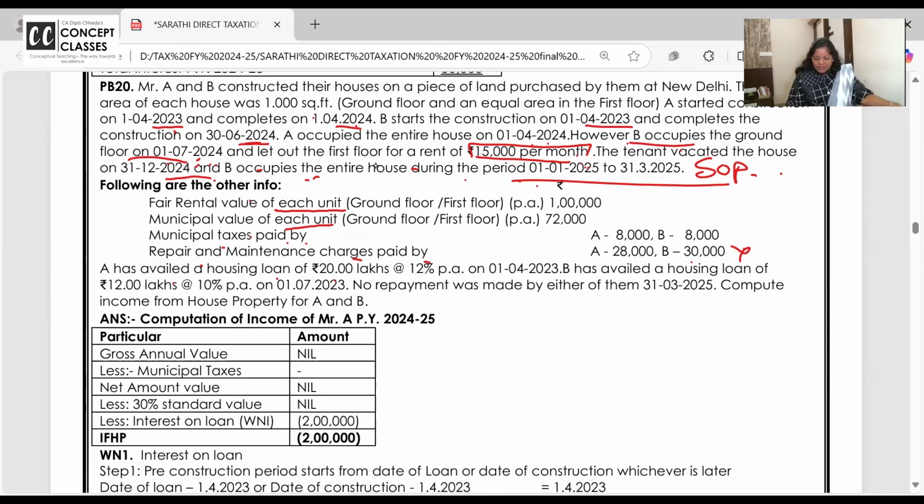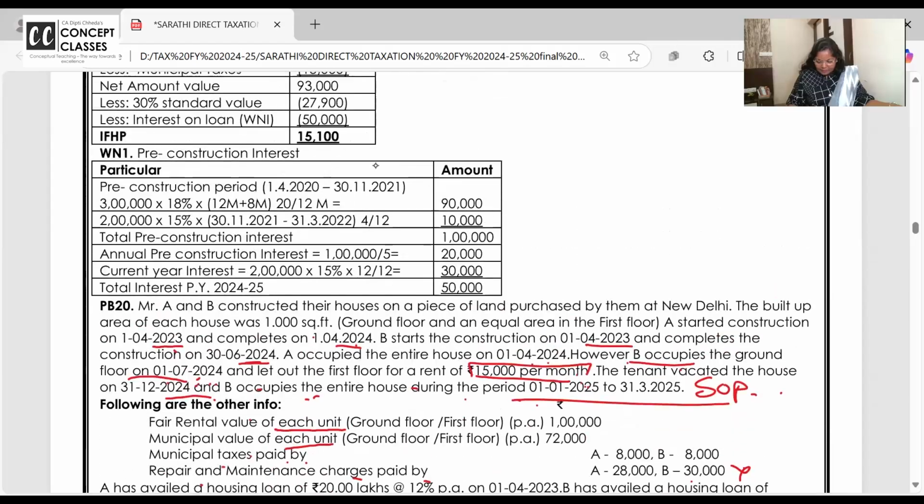A has availed a housing loan of 20 lakhs at 12%, and B has availed a housing loan of 12 lakhs at 10%. No repayment was made by either of them. Compute income from house property of A and B. Don't do it in columns. Ma'am, you said we can do it in columns. Columns you can do for house 1, house 2, house 3, but here A and B are separate, so do it separately for A and B.